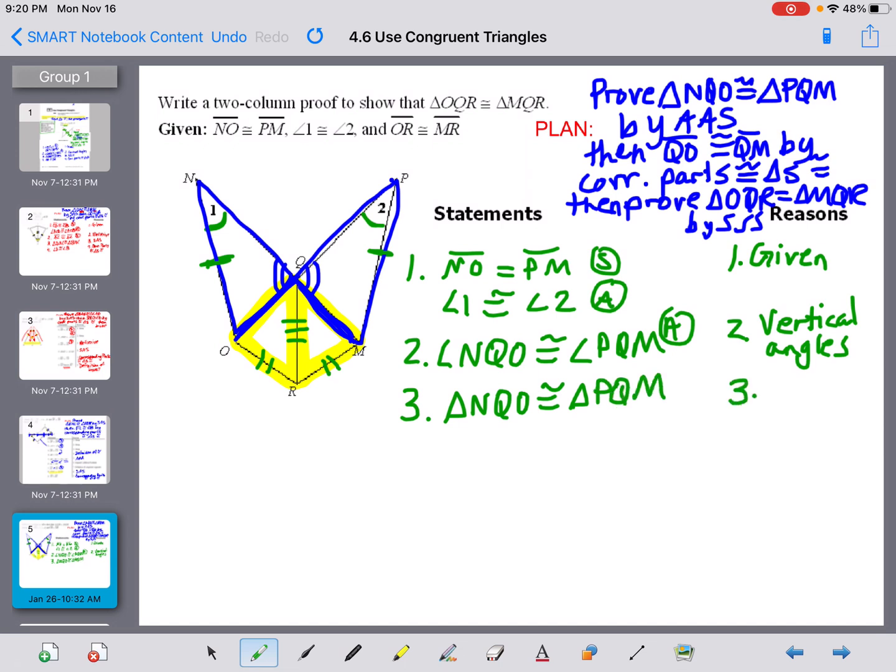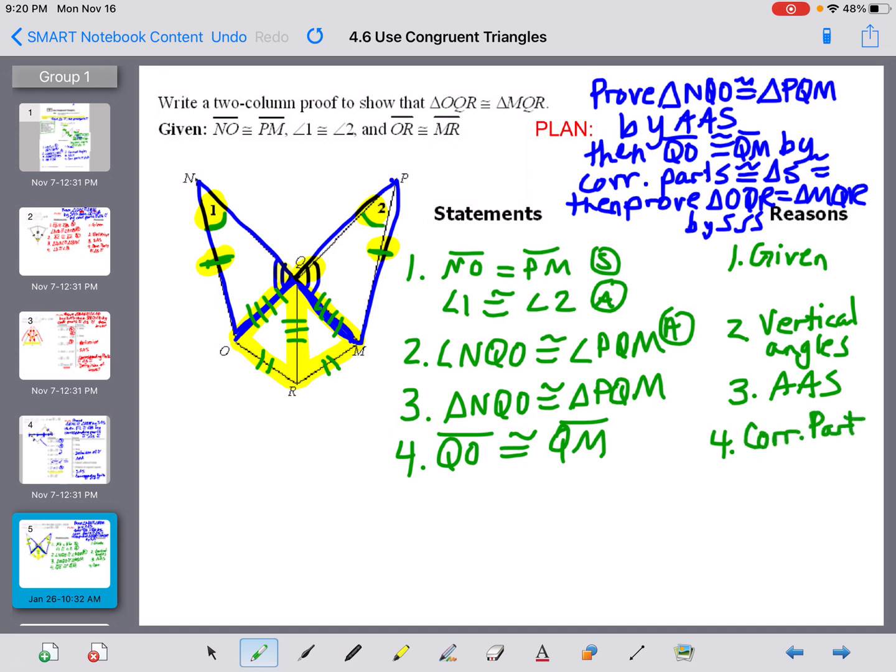And again, don't look in our proof because that order can be mixed up, but look in our picture. And in our picture, we had an angle, angle, side. So we're going to do angle, angle, side. Now that the triangles are congruent, we can prove their parts, which is going to be QO congruent to QM. Okay, we can now mark these, right? And the reason for that is corresponding parts of congruent triangles congruent. Okay, a set of sides on those bottom ones.